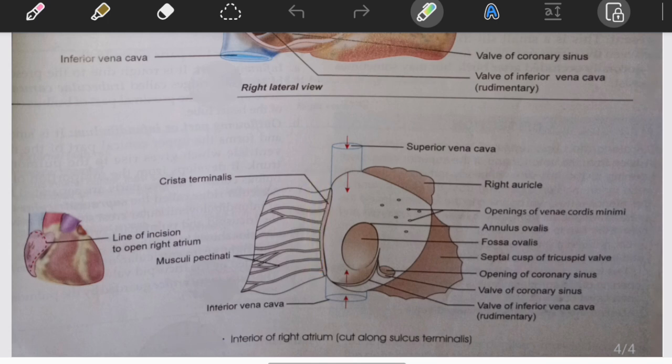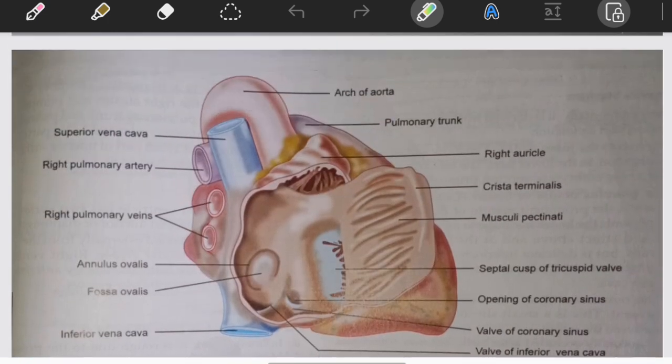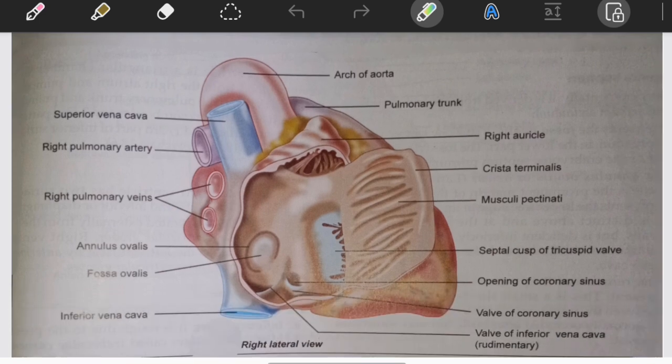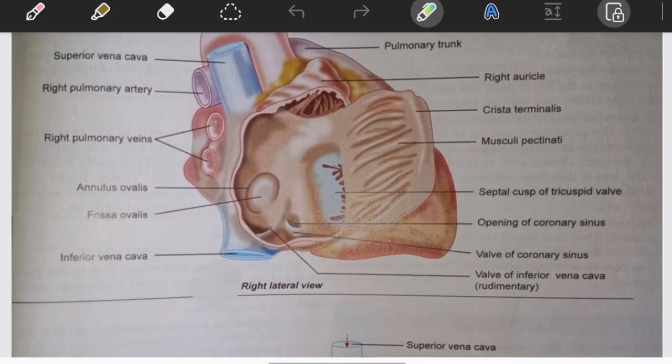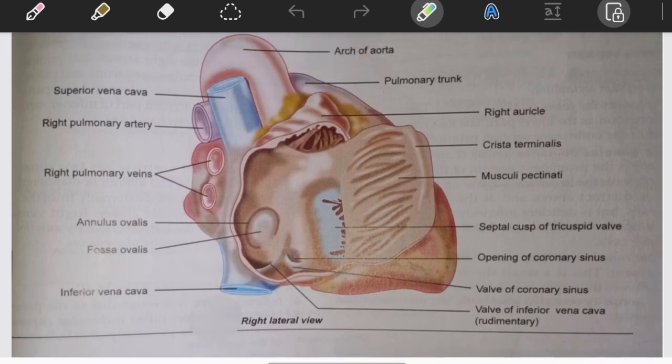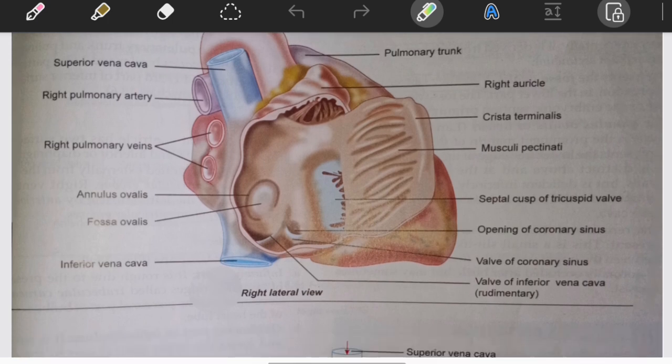So congratulations, you have now understood the right atrium completely, from its external features to its internal anatomy, embryological development and clinical importance. If this lecture has helped you to understand the concept and memorize it, thank you.